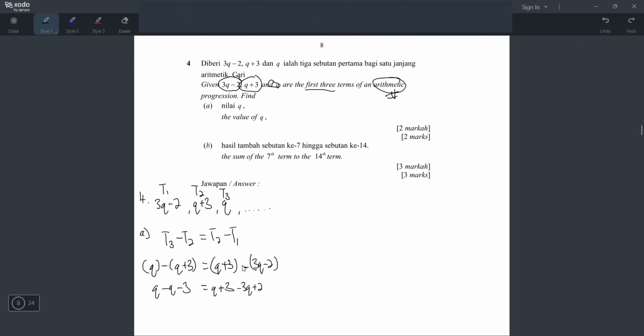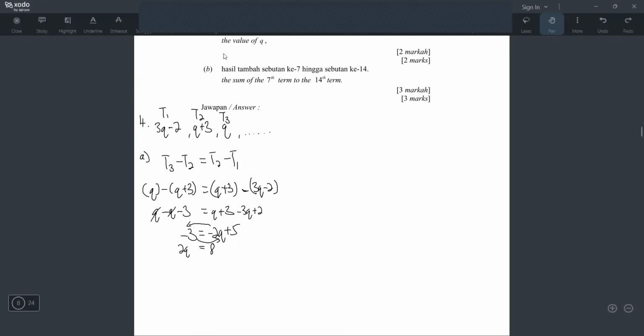But what if depan bracket is plus? Then no need lah. Then no need. Okay, Q minus Q can cut, become 0. And then here is negative 3. Q minus 3Q is negative 2Q. 3 plus 2 is plus 5. So I want to find Q. Let's try to make it positive. Bring it over here, becomes positive 2Q. Negative 3 becomes plus 3. 5 plus 3 is 8. So Q is 8 divided by 2, which is 4. So I think this is the A answer.